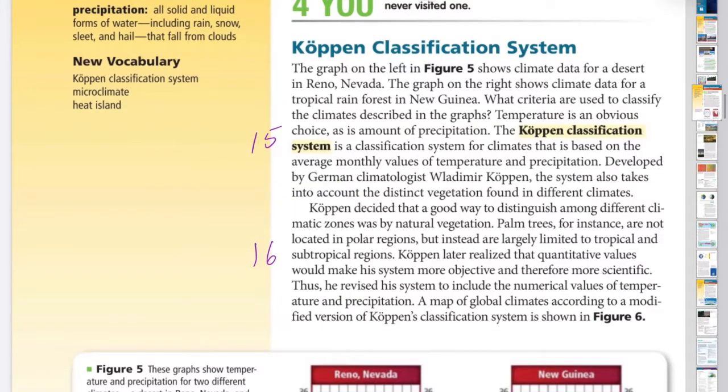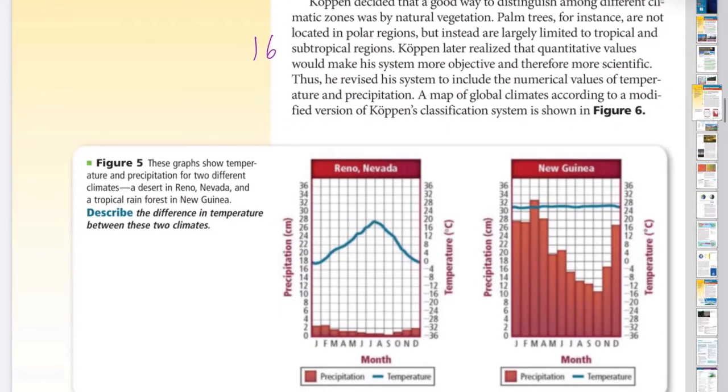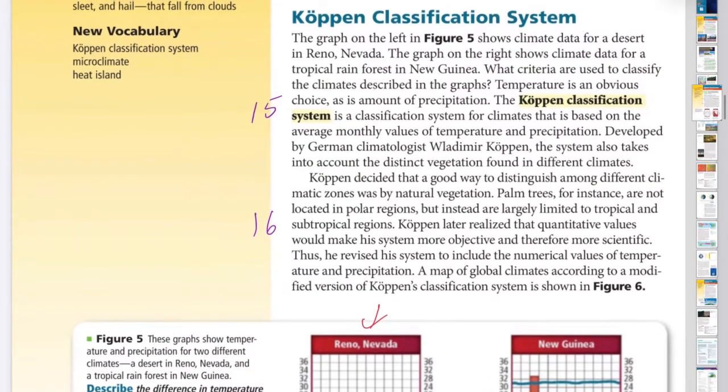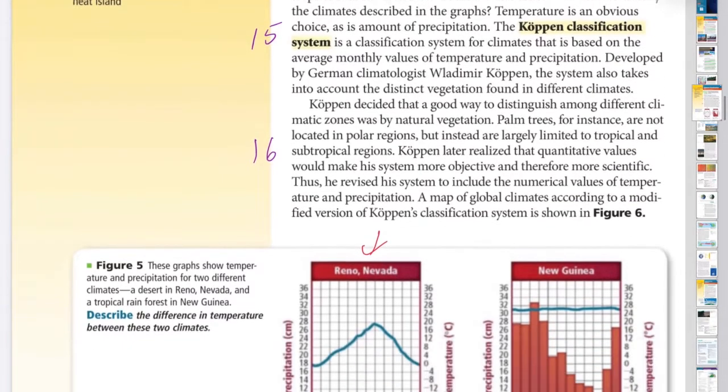Okay, the Köppen classification system. So the graph on the left in Figure 5 shows climate data for a desert in Reno, Nevada. So Figure 5 is down here. So we have Reno, Nevada on this side. The graph on the right shows climate data for a tropical rainforest in New Guinea. What criteria are used to classify the climates described in the graphs?